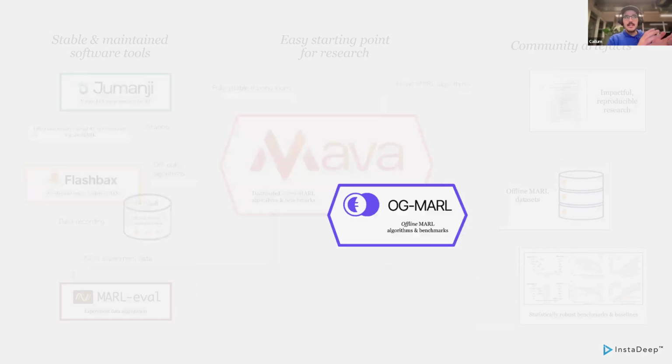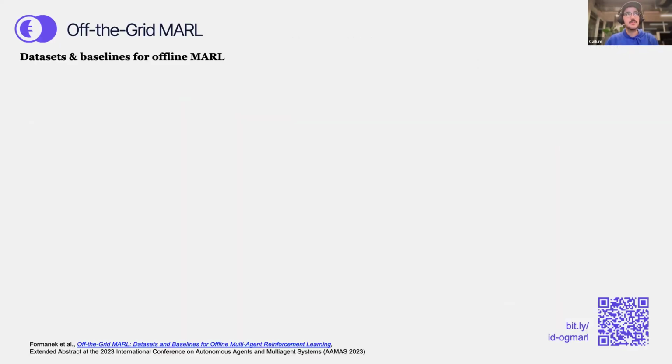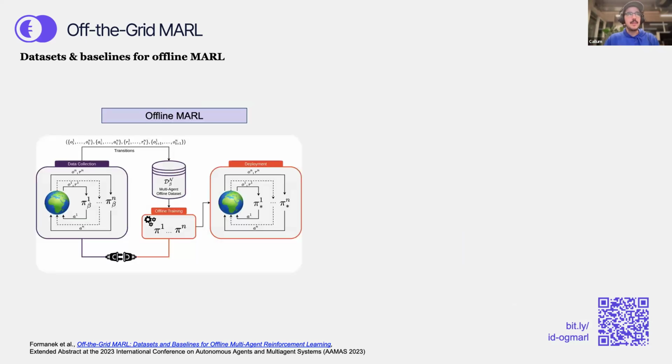And so whereas Flashbacks and Vault are on that software tooling axis, we also want an easy starting point for offline MARL research. Now, offline MARL is a bit more of a nascent field, but there is some very, very exciting stuff happening, and our team has done some cool contributions. So OG-MARL, Off-the-Grid MARL, is a suite of data sets and baselines in offline MARL. And this is offline MARL, just in case you weren't familiar.